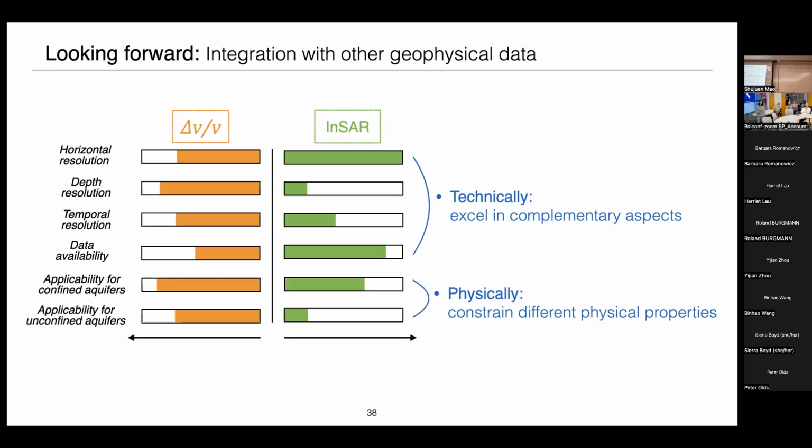In the meantime, we know that these two are measurements of very different physical properties that are sensitive to quite different processes. For example, we know that the saturation changes in the vadose zone may not lead to substantial deformation, so it's often invisible to InSAR. But those saturation changes can cause substantial changes of delta V over V. So if we could combine the different perspectives from the different physical properties measurements, delta V over V and InSAR, and perhaps other types of measurements, we would be able to constrain the true subsurface processes much better.